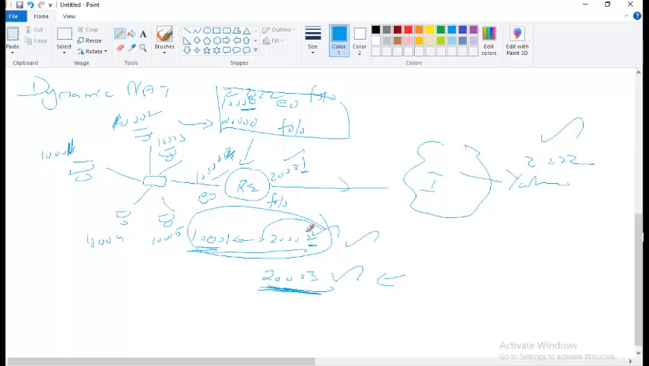Let's say you do not want to use the interface address. You do not want to use the interface address. Then this address you can map, and you can say use this address. Let's say this man 10005 is mapped to 20003. 10005 is mapped to 20003.